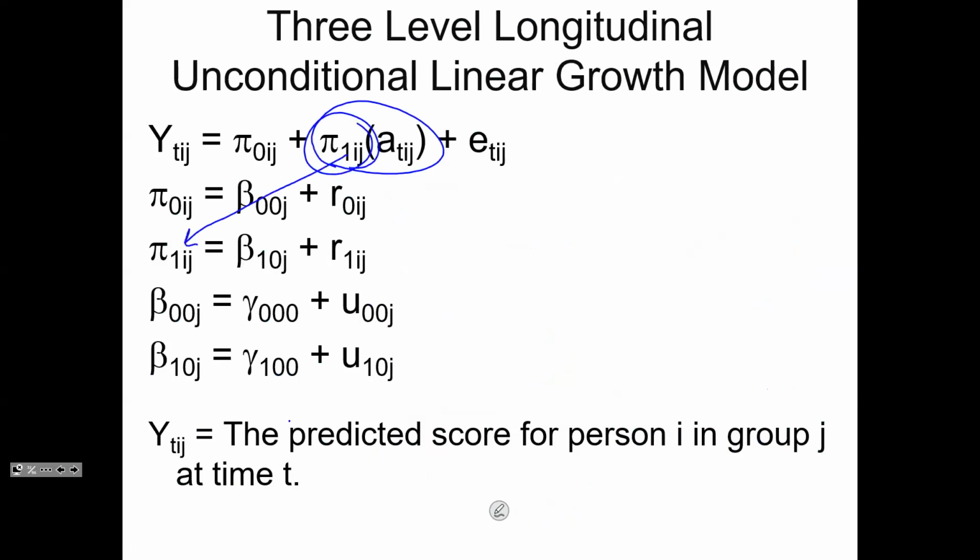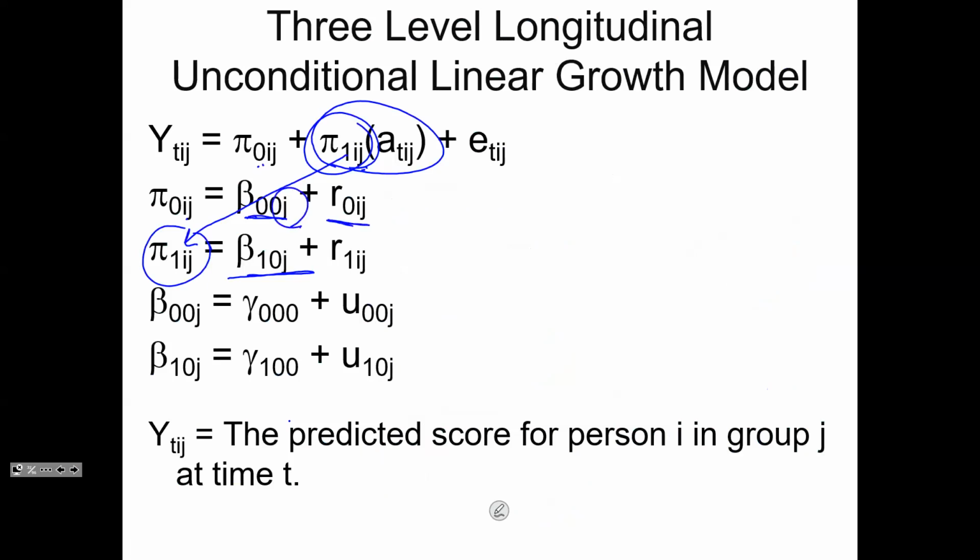I'm going to get another equation. This randomly varies, assuming I allow it to randomly vary, but I've got this equation now for pi 1 sub ij equal to beta 1 naught j plus r sub 1 ij. So what is this? Well, think about it. At level 1, I've got an intercept that's going to vary across people, and I've got my time slope that's going to vary across people. But now I'm saying the intercept is a function of beta naught naught. Let's say school is my level 3 here. So the intercept is a function of the school intercept, so each school could have its own starting place. So that's the beta naught naught j.